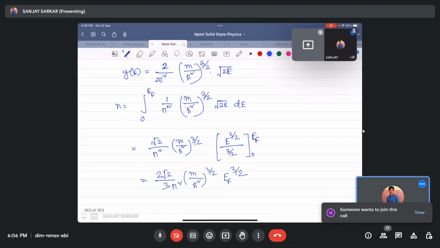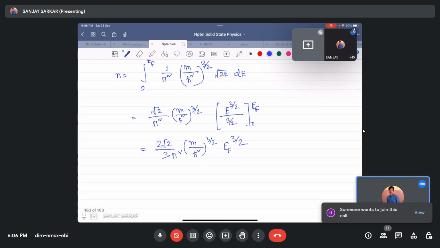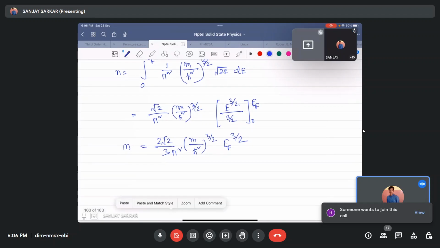And if you write EF in terms of n, so this is n in terms of EF, and you can also do the opposite. It will be 3 pi square n by 2 root 2, into (h bar square by m) to the power 3 by 2, equal to EF to the power 3 by 2.